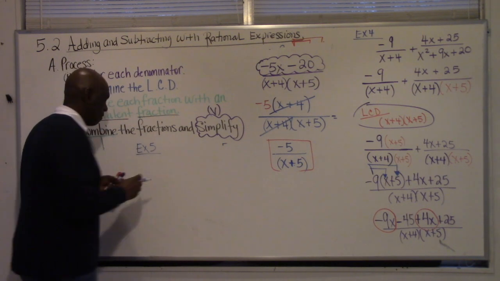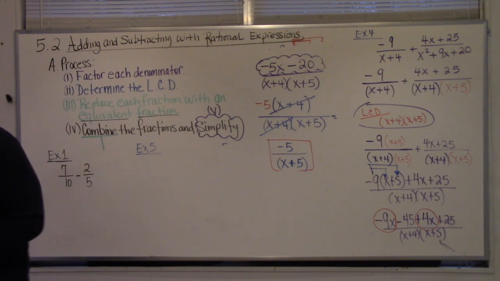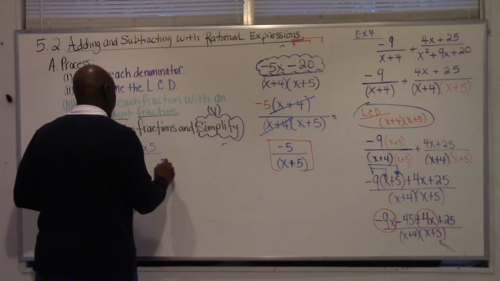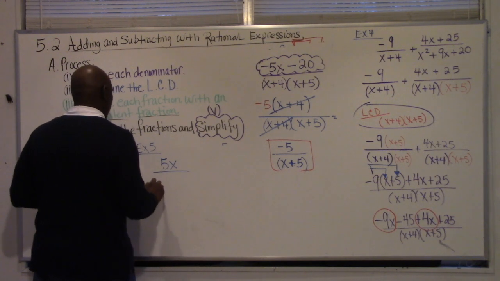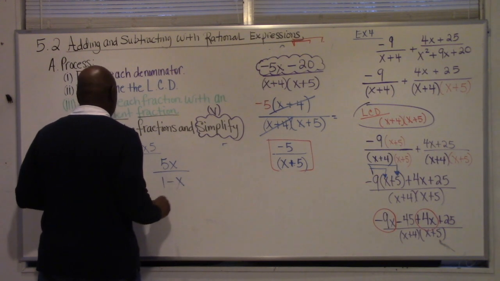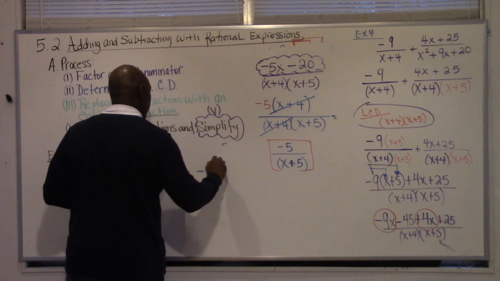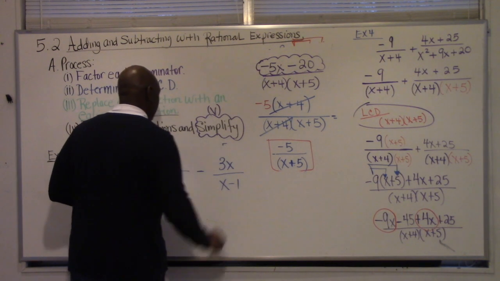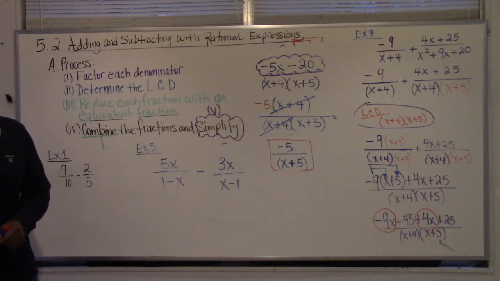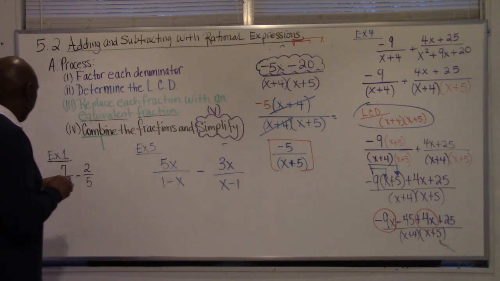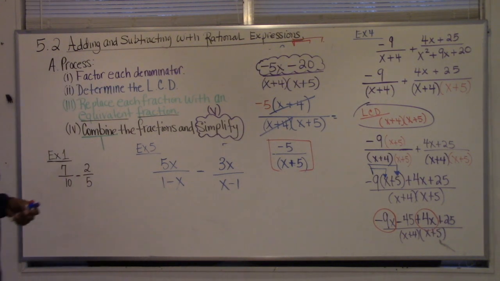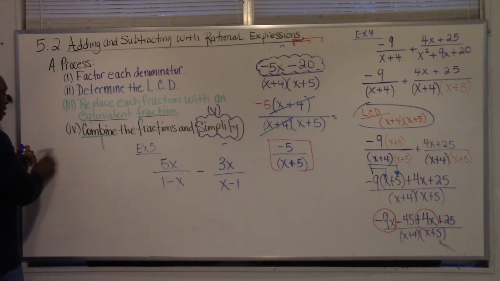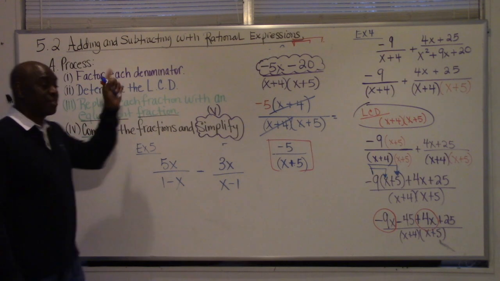Example 5. Now let's say we have 5x divided by 1 minus x, minus 3x divided by x minus 1. All right, let's see what's going to happen here. Factor each denominator.